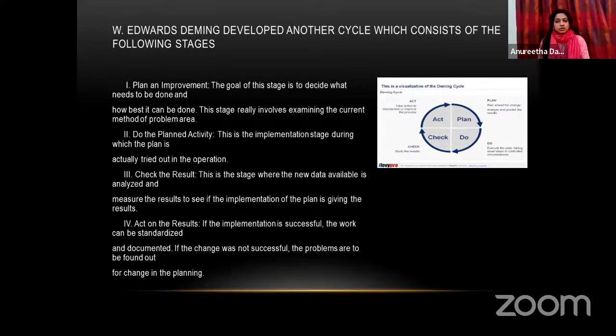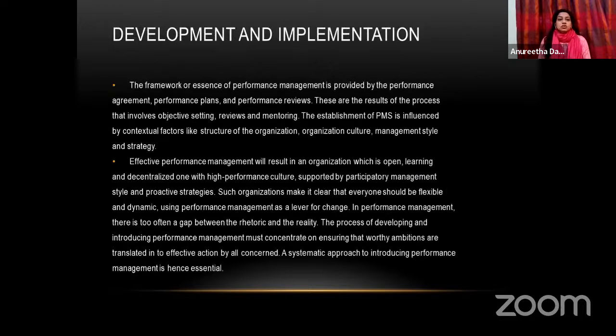Now that was the cycle, but according to W. Edwards Deming, development has another cycle, which consists of the following stages: planning, doing the planned activity, checking the result, acting on the result, and ensuring that it is very well documented. So what is development and implementation? What do we understand by development and implementation?